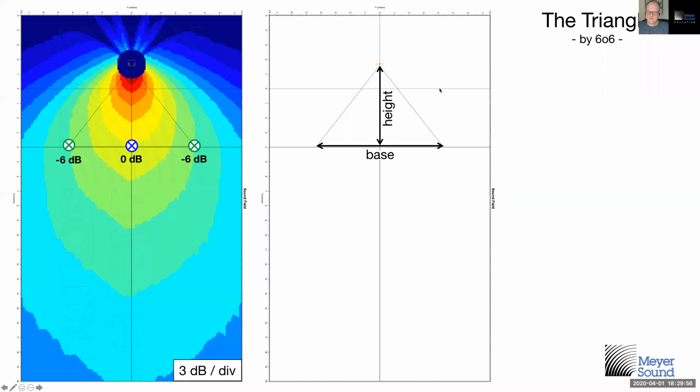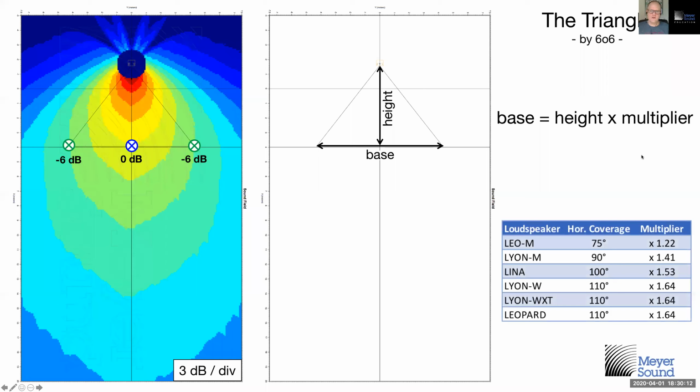And for that, there is a very straightforward equation which tells us that the width of that base between the -6 dB points is equal to the height of that triangle times a certain multiplier. And those multipliers you will find over here for various LEO family products. So LEO family products in the horizontal are constant Q devices. We talked at great length about that in the previous webinar.